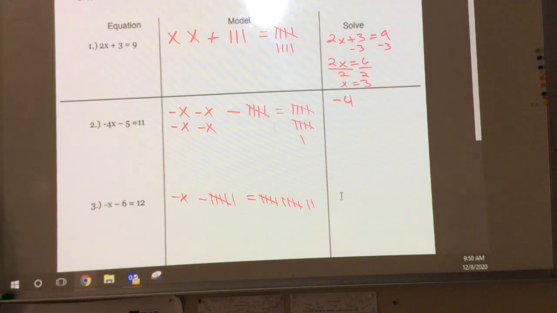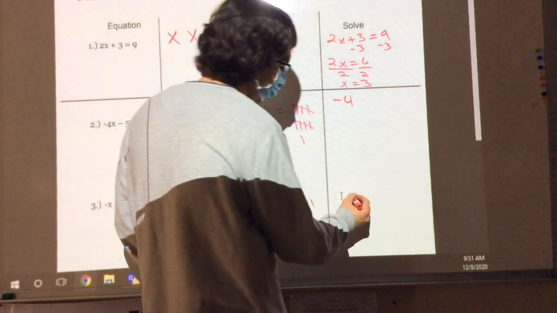Let me see if somebody else can read. Negative x minus 6 equals 12. Rosie, what'd you get to solve it? Jackson, what'd you get? 18. Positive or negative? Negative. Negative 18.